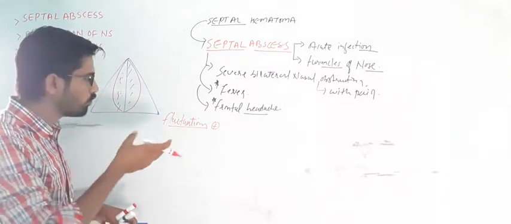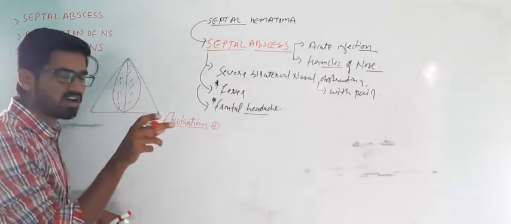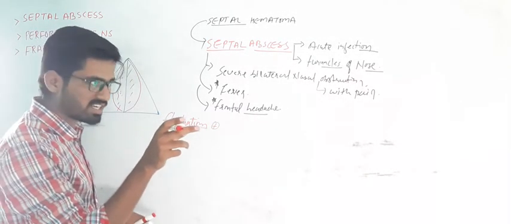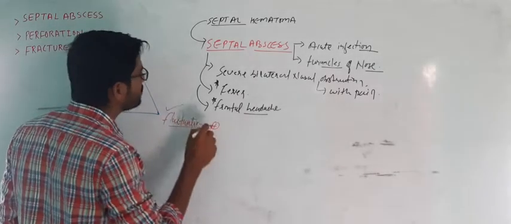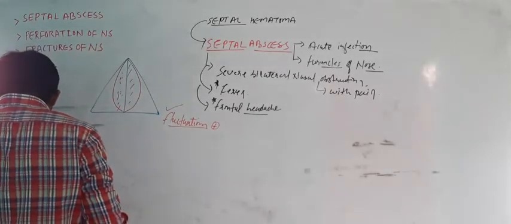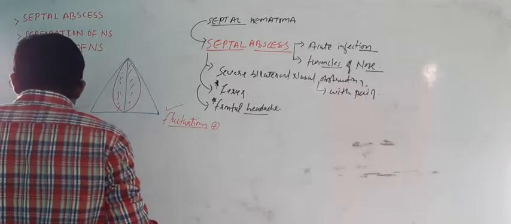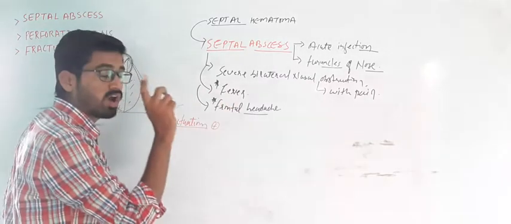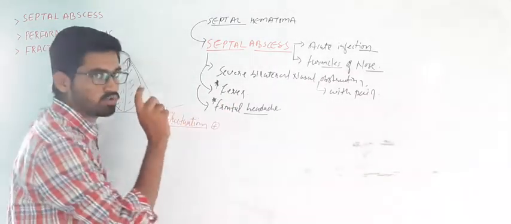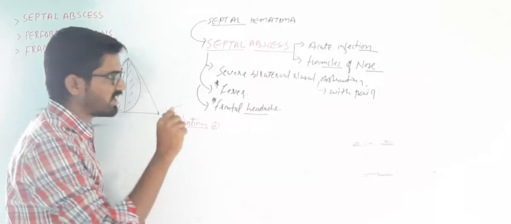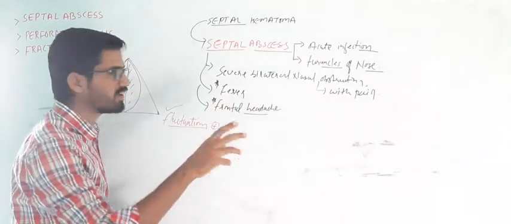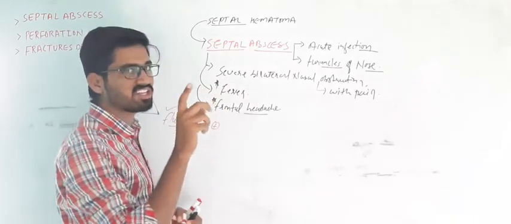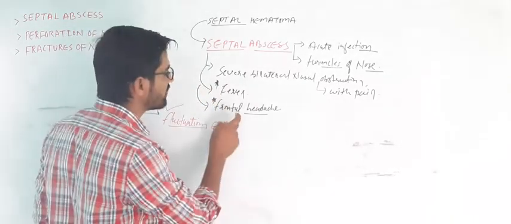What is fluctuation? I hope you all know it. If you press from one side, on the other side you will feel the swelling. That is the fluctuation test, and it will be positive for this septal abscess. The headache will be frontal. What are the causes of frontal headache? Any bacterial or viral infection, or any vascular abnormality, can cause a frontal headache.